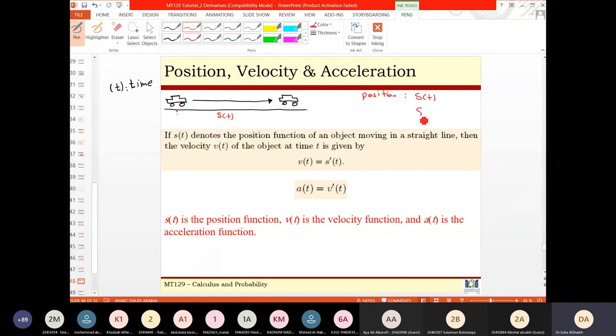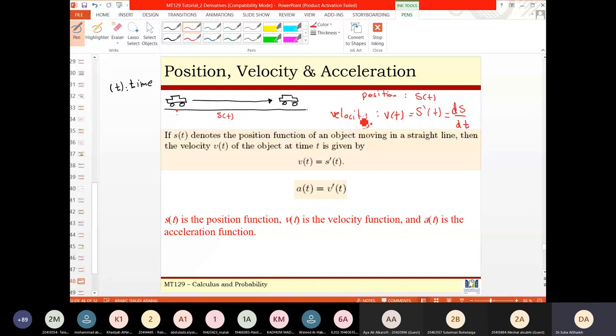The derivative of S of T, which is the change in the S when time changes, is what we call V of T, which is the velocity. What does velocity mean? What does speed mean? It means how much you change your position with the time.